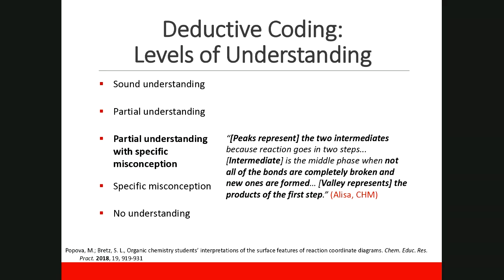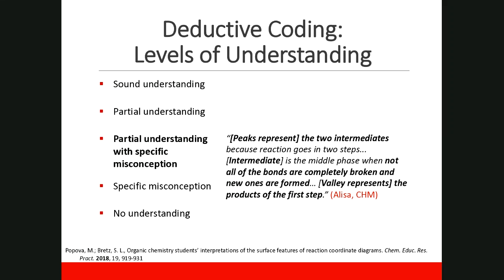I followed up and I asked her, what does an intermediate mean? And she says intermediate is the middle phase. Not all of the bonds are completely broken and new ones are formed. So the definition that she provides sounds like a definition for transition state. And then we go into asking her about the meaning of the valley, which she says the valley represents the product of the first step.